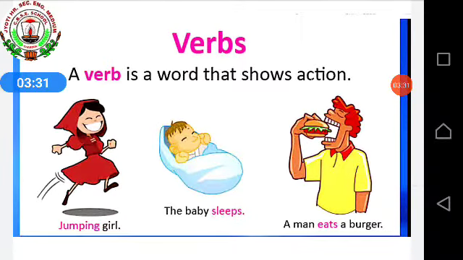See the examples. Jumping girl. What action is going on over here? A girl is jumping. So that jump is an action. It's a verb. The baby sleeps. What is the baby doing? The baby is sleeping. So what is the verb over here? Sleep, because sleeping is also a work. A man eats a burger. So what is the man doing? The man is eating a burger. That means some action is going on. The man is opening the mouth and eating the burger. So that eat is your verb. Understood verbs?